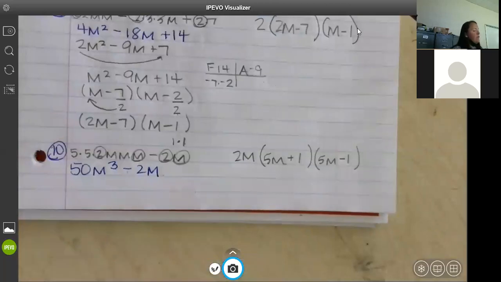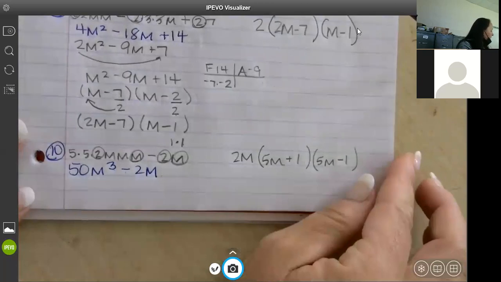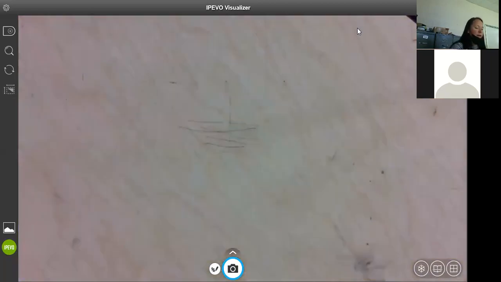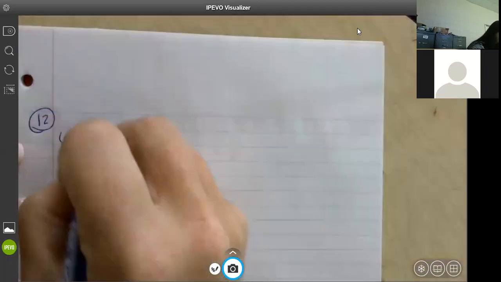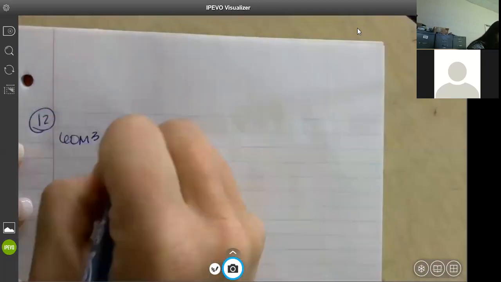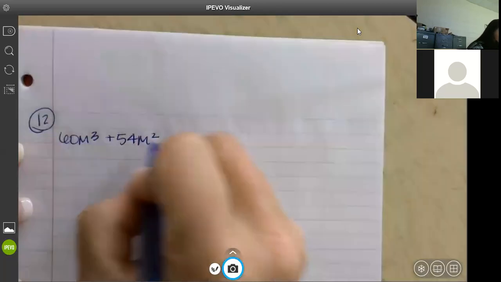And then I'm going to do number 12 with you, and then I'll stop. Okay, number 12, and then I'll stop. Has everybody got number 10? What's the letter for 10? P. All right, again, number 12, and I'm going to stop. So we have 60M cubed plus 54M squared minus 6M.